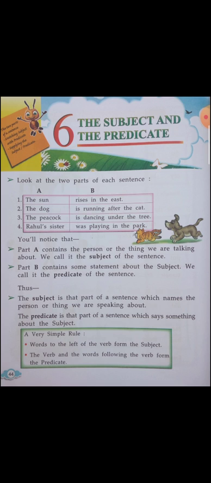I hope my students have understood how to identify the subject and the predicate in each sentence. First, we have to find the verb. The sentence to the left of the verb is the subject and the remaining sentence is the predicate.